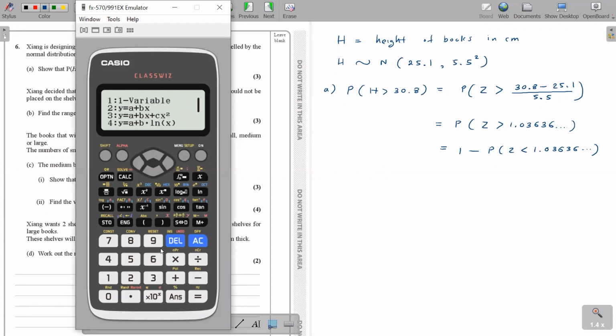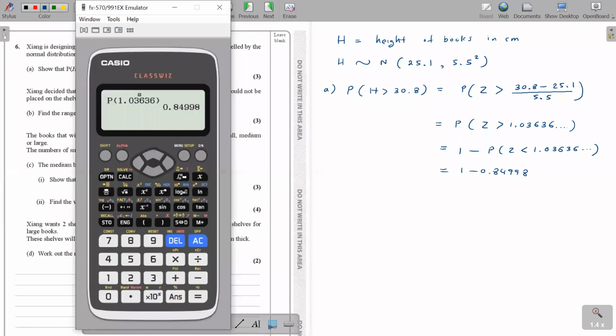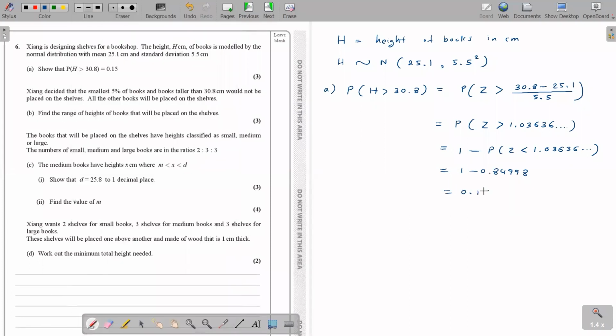So in the statistics, you go for the options and you go for the normal distribution and the P. The P gives the probabilities behind. The Q gives the probabilities in front. So I go to P and I give this value 1.03636 and I get the answer 0.84998. Which gives me 1 minus of this is 0.15002, which is closest to 0.15. Do you see? So it's a show that, and they've asked you to take it like that. Okay.